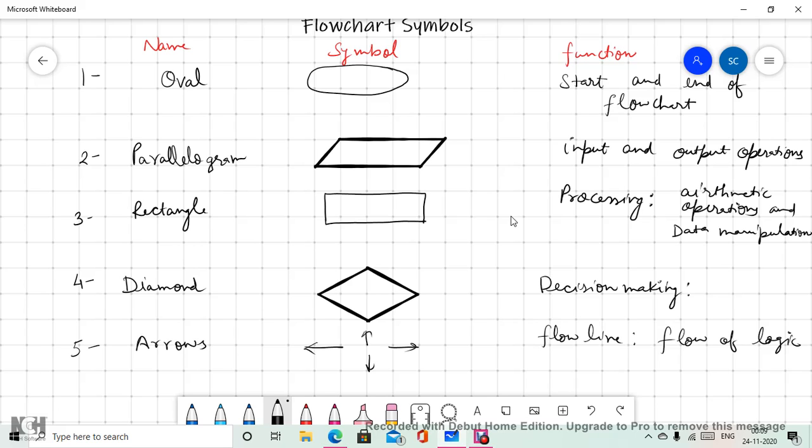There are some more symbols like circle, page connector, off-page connector, preprocessor, comments, which are for more details. But as a beginner, these 5 symbols are highly used in drawing a flowchart: oval, parallelogram, rectangle, diamond, arrows. Please mind my handwriting, it is not very good. I hope you understand till now what the different symbols are which can be used for flowcharts.